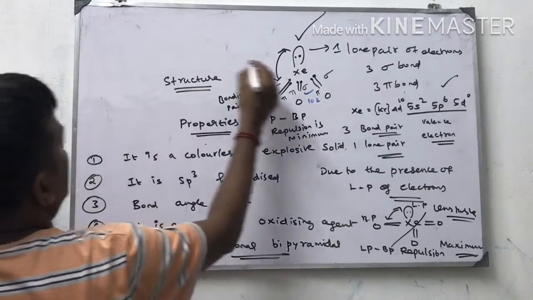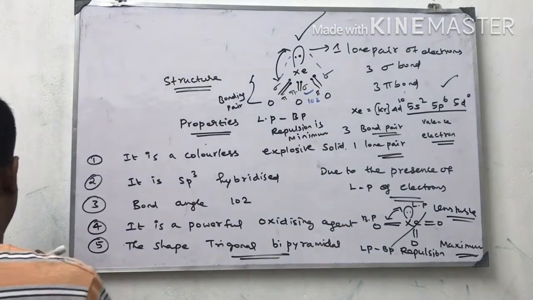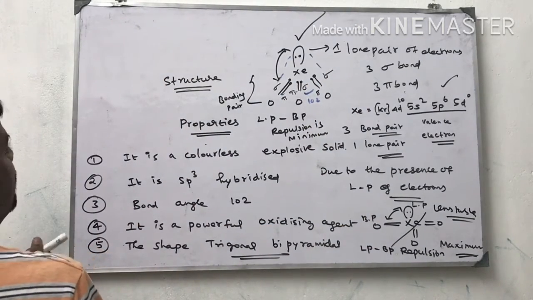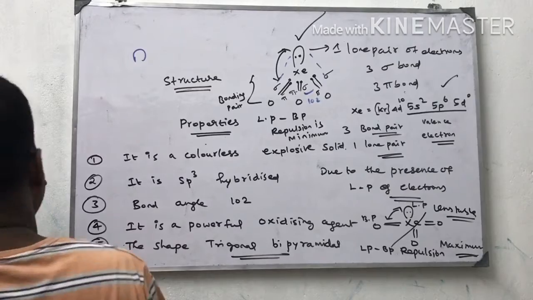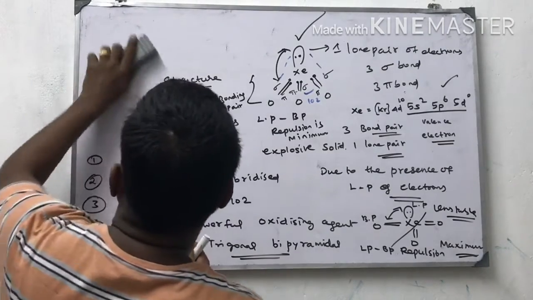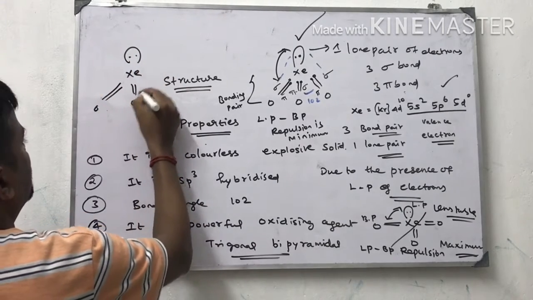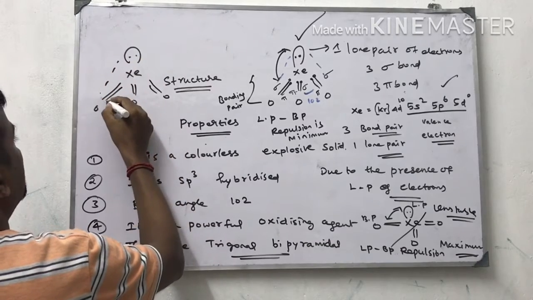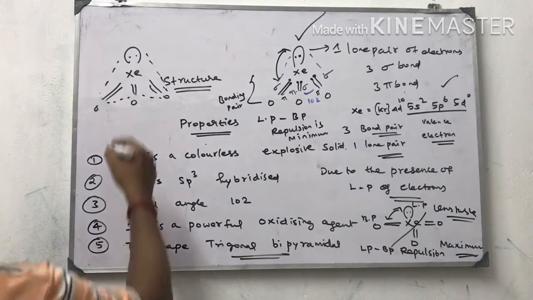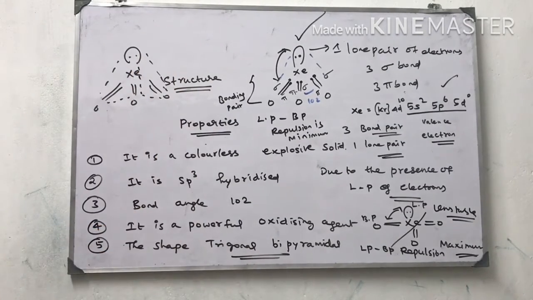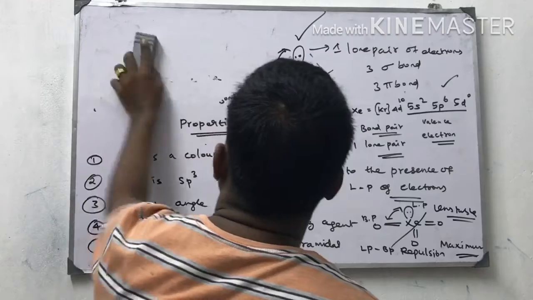Actually, the shape is like this, trigonal pyramidal shape is like this. I will tell you the structure. See, xenon here, oxygen here, oxygen here, oxygen here. The overall structure is like this. This type of structure, trigonal pyramidal structure, and here also one bond is coming, so this is at the back side. So these are the structure of xenon trioxide.